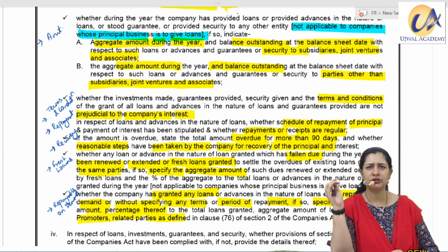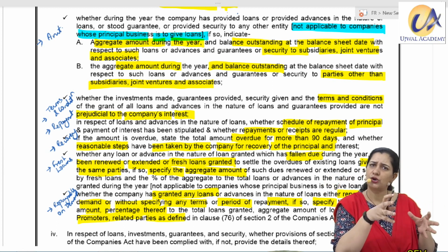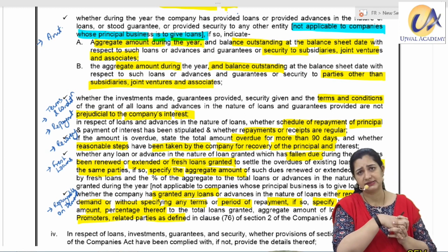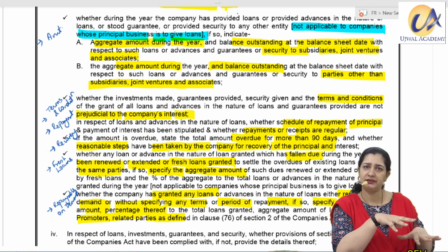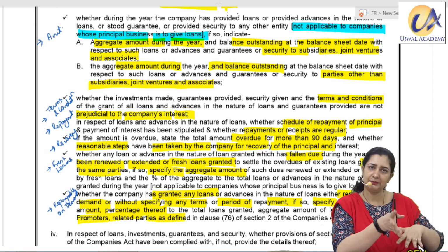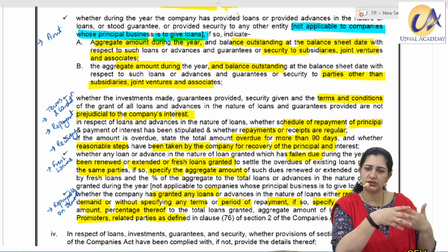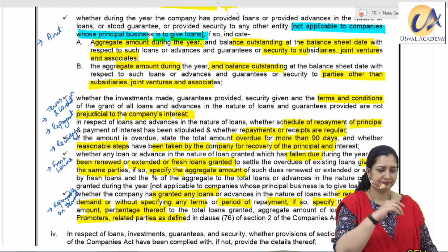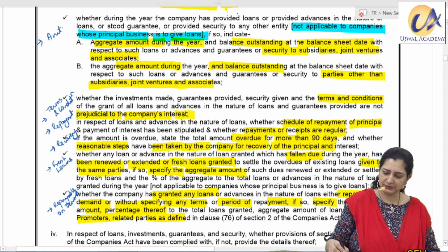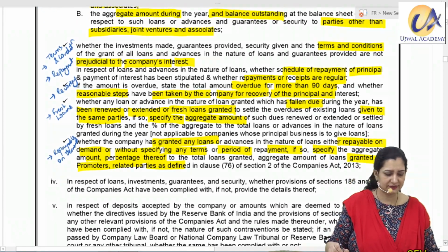So you will see CARO requires us to go quite deep. As an auditor, we have to go quite deep into all the things. And lots of points have been added here. Compared to CARO 2016, these last 2-3 points are extra. So this was my point number 3. Loans, investments, etc.